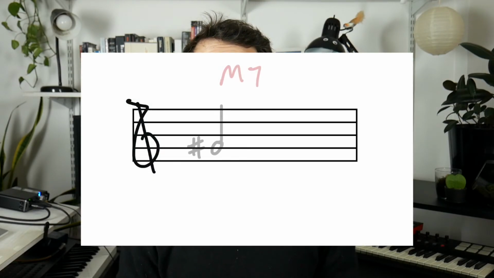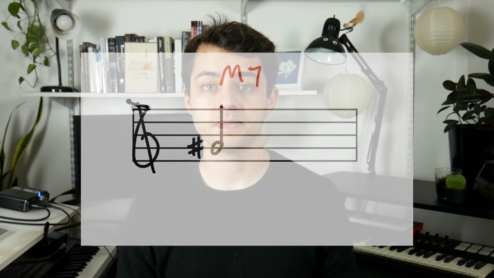Let's try building another interval. This time, we're given the starting pitch of G sharp, and we're asked to form a major 7th above it. Okay, step 1, establish the size of the interval.